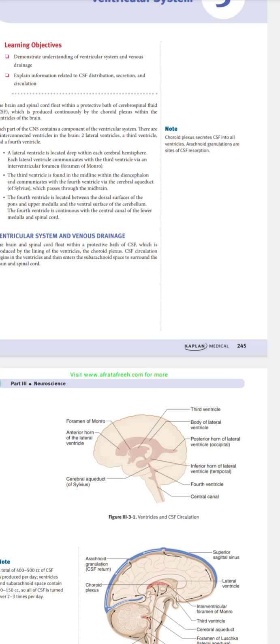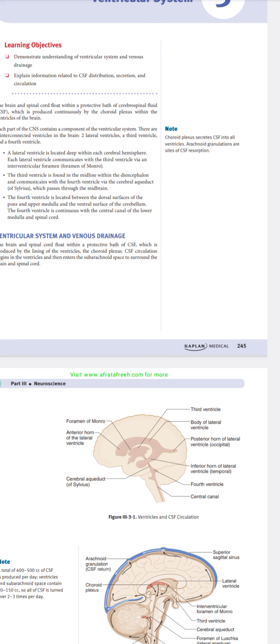Then from the fourth ventricle, it flows via these two foramina, which are the lateral and the median aperture. The median aperture is known as the foramen of Magendie, and the lateral aperture is known as the foramen of Luschka, and via these foramina, the CSF flows from the fourth ventricle into the subarachnoid space.